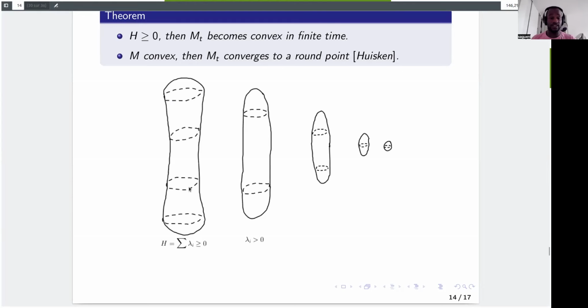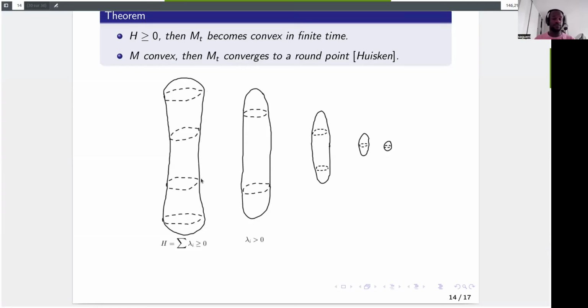Okay, here's an example. Here's a manifold with mean curvature bigger than 0. It is not convex. We see this because if I take points here and points here, and I take the segment linking these two points, the segment goes outside the manifold. So the manifold is not convex.